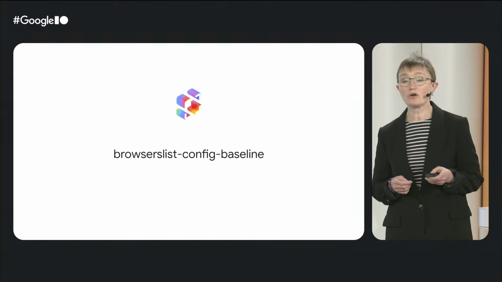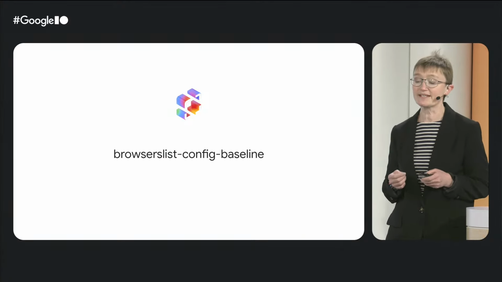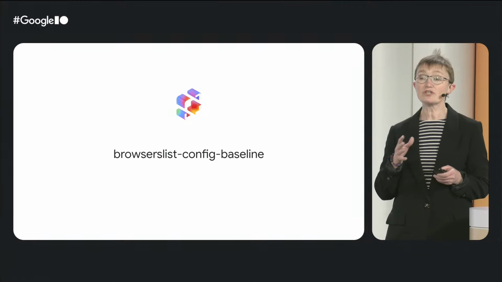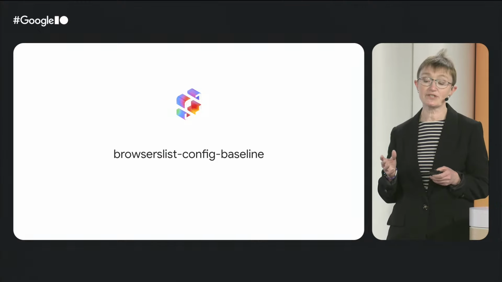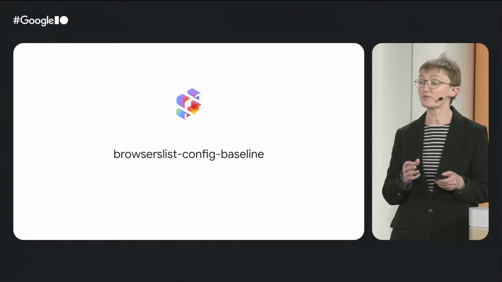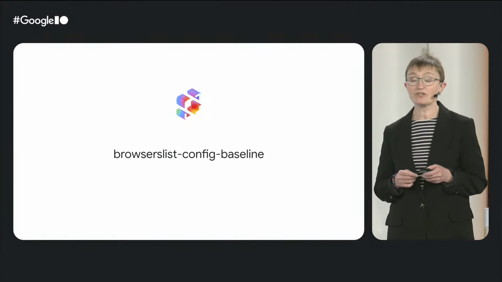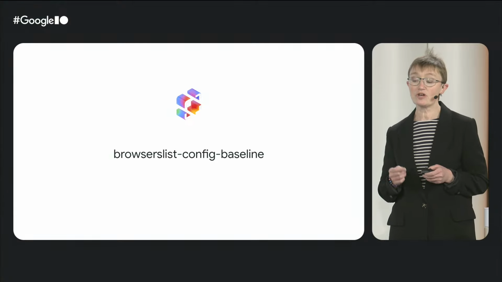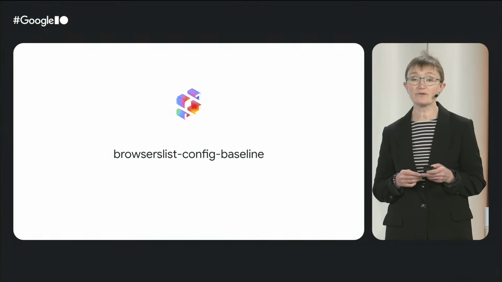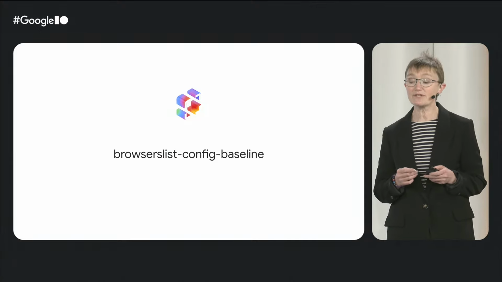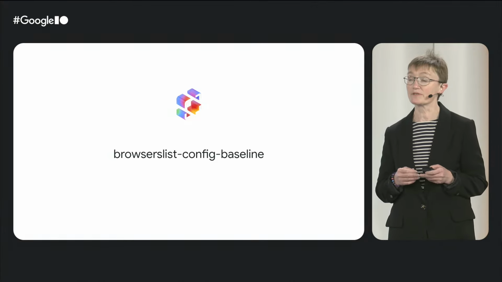So let's start with code compilation tools like Babel and PostCSS. What all of these tools have in common is they use Browserslist to determine the list of browsers that they need to support. Together with the WebDX community group and other members of the community, the Chrome team helped to release a tool called browserslist-config-baseline. This helps you to configure your Browserslist targets in baseline terms, like widely available or baseline years.